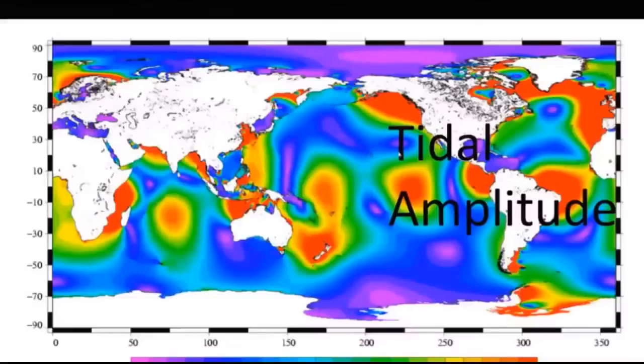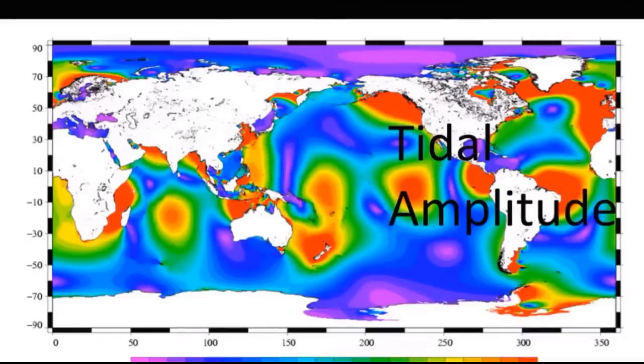This is a map of tidal amplitude, which is the difference between the low and the high tide in a given place. What that means is that the low tide might be a meter below sea level, and the high tide might be a meter above sea level, and that would be a tidal amplitude of 2 meters, which is considered very high. Those high tidal amplitudes are here in red. So this is where the difference between the low tide and the high tide is the greatest.